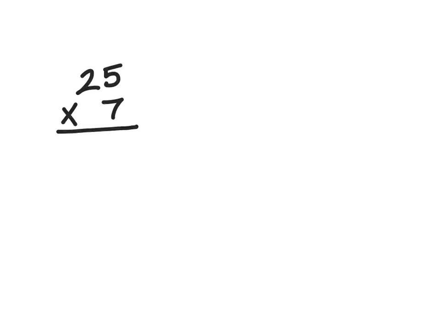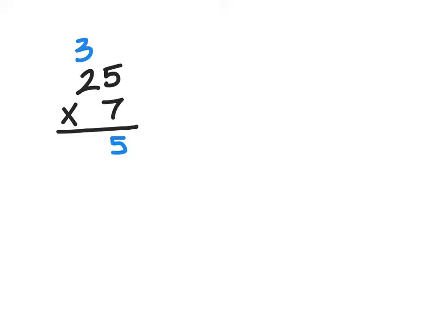Okay, and I'm going to start out by multiplying the ones together. So 5 times 7 is going to give me 35. So I'm going to put the 5 down here in the ones place, and then I'm going to carry the tens, the 3, or 30, and put that above the tens place value.